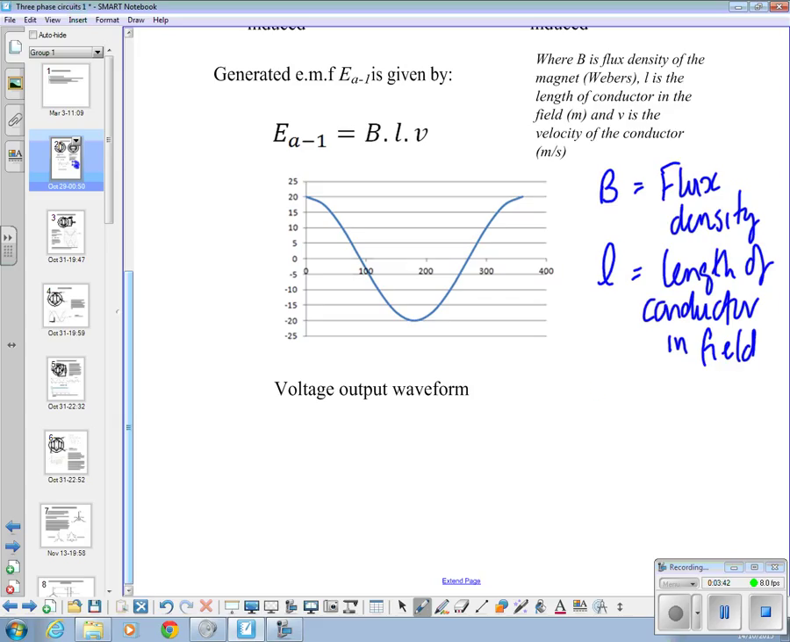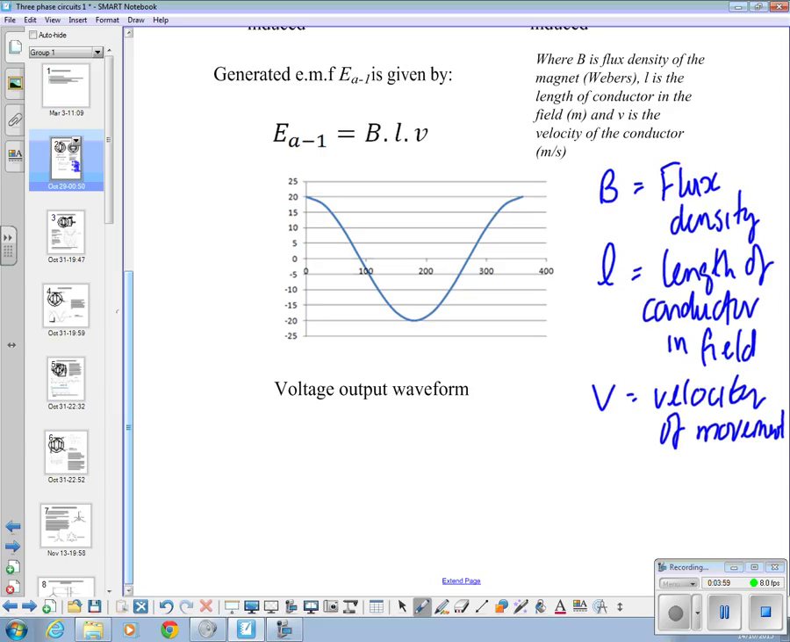And then V is the velocity of movement. So if we spin it faster, we get more voltage out of it.